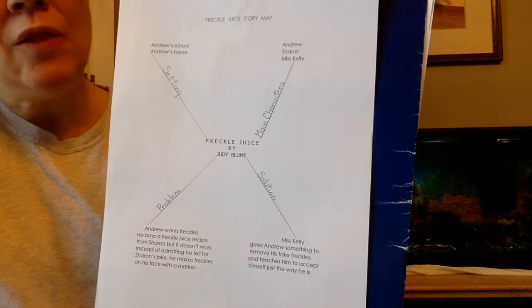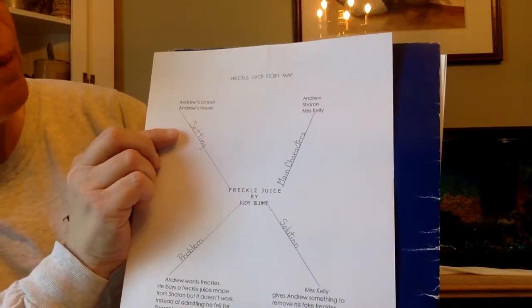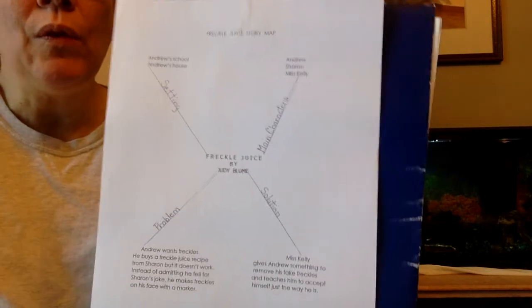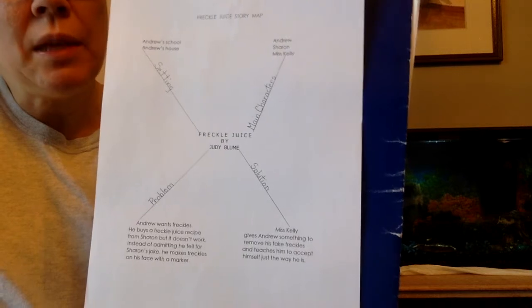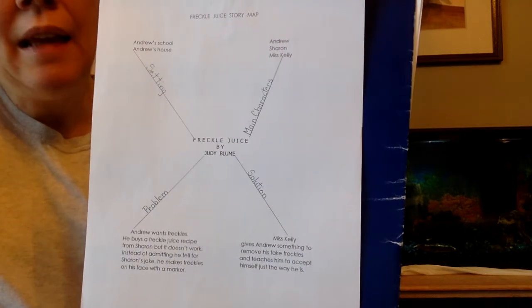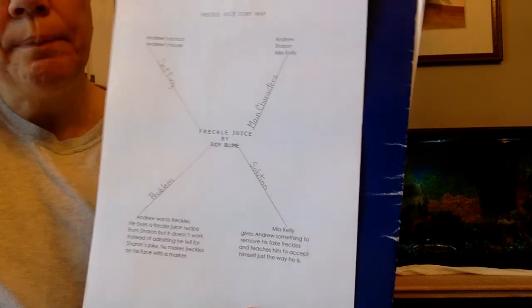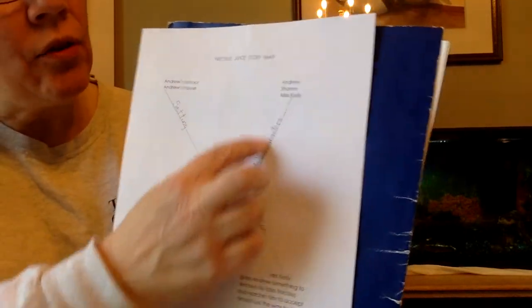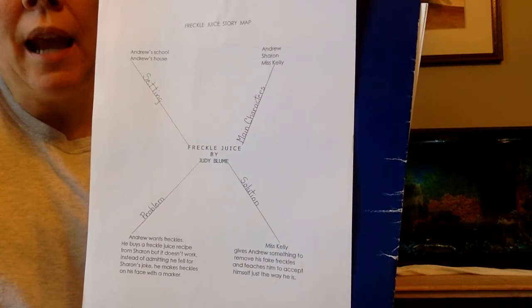So let's look at each one of these things that are important with our story map. First, let's look at the setting. Okay? Where did the story Freckle Juice take place? It took place in 2 places, really. There are 2 settings, Andrew's school and Andrew's house. All right. And then we have main characters. And we talked about before how Andrew Marcus is our main character.